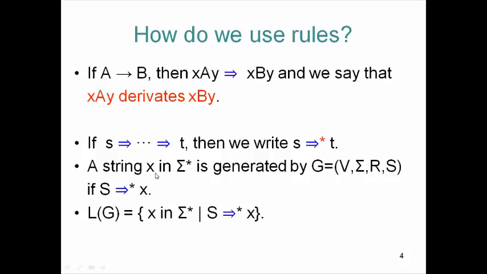If a string X is a member of sigma star and it is generated from grammar G, then we can say that X gets derived from S. Such a set of strings X which are members of grammar G form a language, defined as L of G is equal to the set of X which are members of sigma star and which get derived from the starting symbol S.